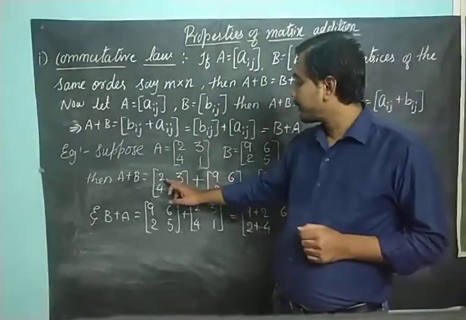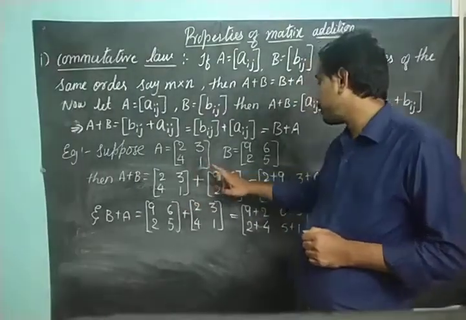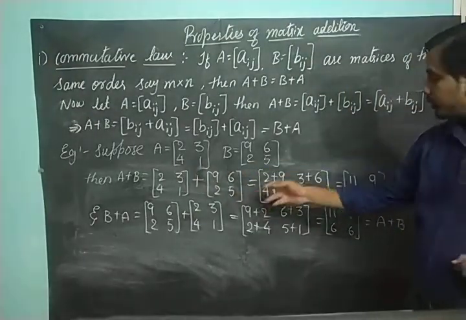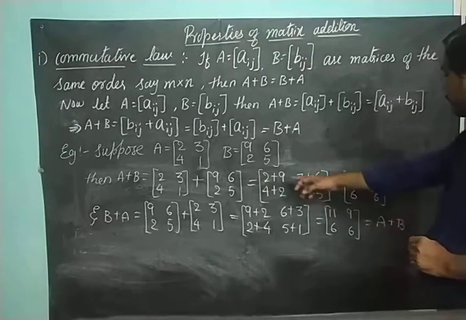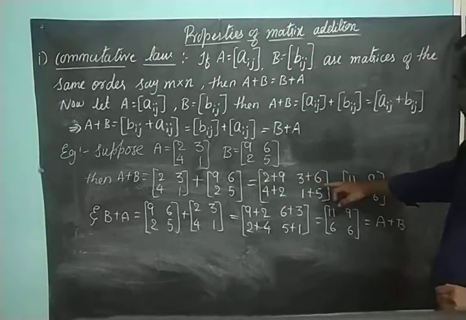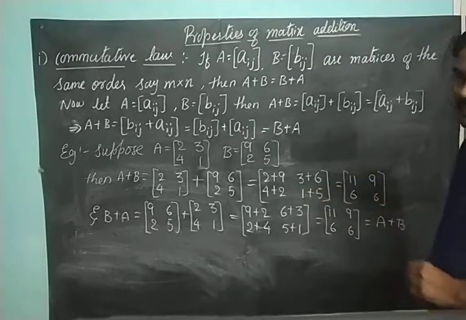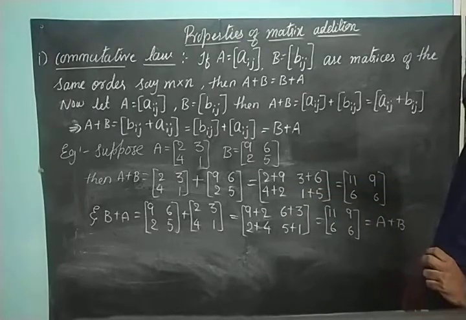Here we have A11 as 2. What is the corresponding element of 2? That is 9. So 2 plus 9, 3 plus 6, 4 plus 2 and 1 plus 5. 2 plus 9 is 11. 3 plus 6 is 9. 4 plus 2 is 6. 1 plus 5 is 6. This is what we got from A plus B.